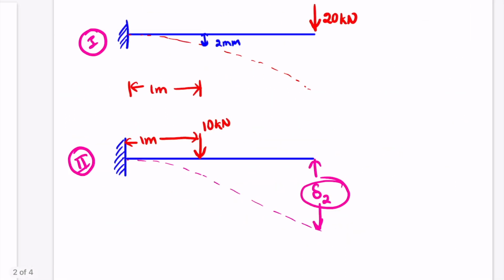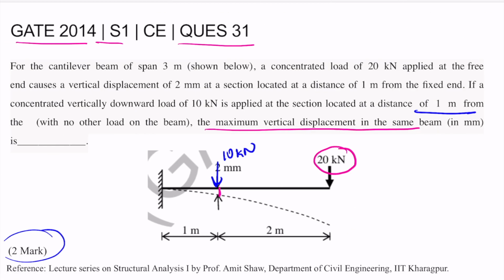So they asked us the value of the maximum vertical displacement in the second case, and we get our value as 1 mm here.